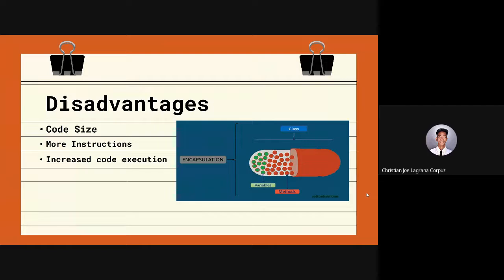And last, increased code execution. Encapsulation results in the increase in the duration of program execution. It is because more instructions are added to the code, therefore they require more time to execute.